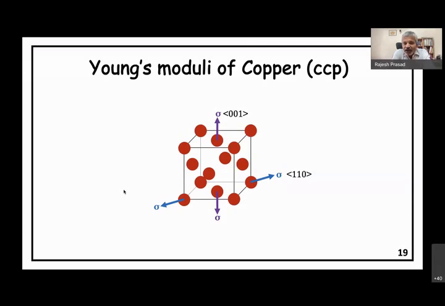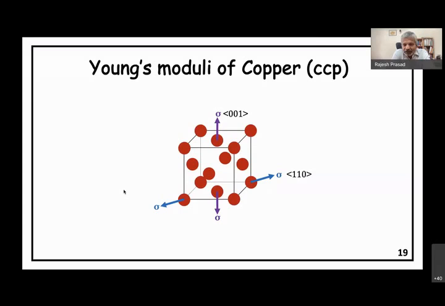Are the two moduli supposed to be the same? Well, copper, we know that copper has a given Young's modulus. We can search for it on the net and find out. So it should have the same Young's modulus in the two directions. But if you think about it, where is the Young's modulus coming from? It's coming from stretching of the bonds, atom to atom bond.